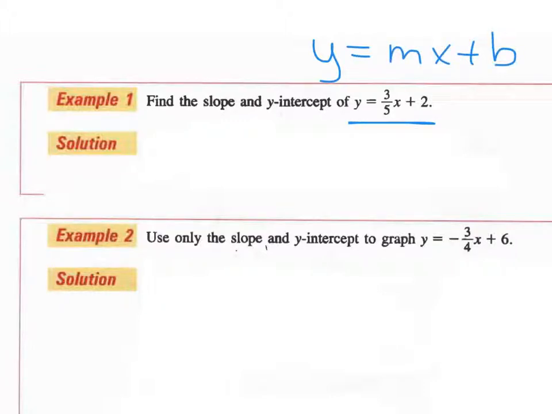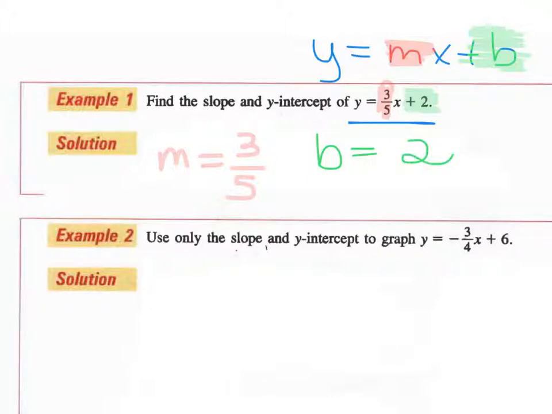So again, our slope, remember, is the number in front of x. So our slope of this line is going to be m equals 3 over 5. And again, remember your y-intercept is going to be the number that's being added or subtracted to the slope, or the x term, and that's going to be positive 2. So our b, or our y-intercept, is going to be positive 2.